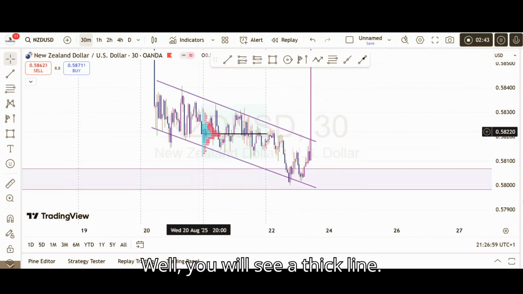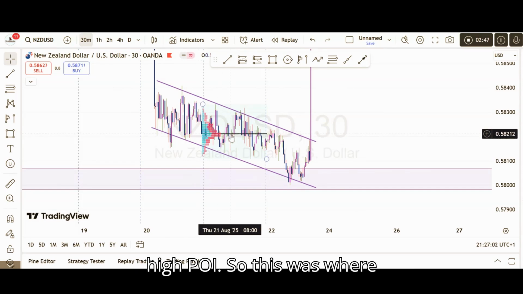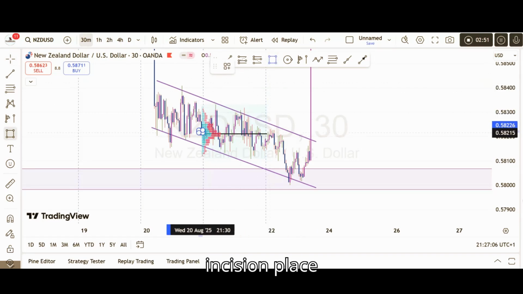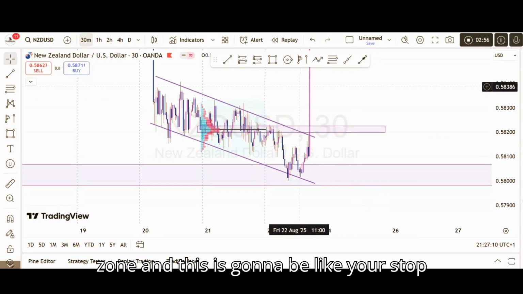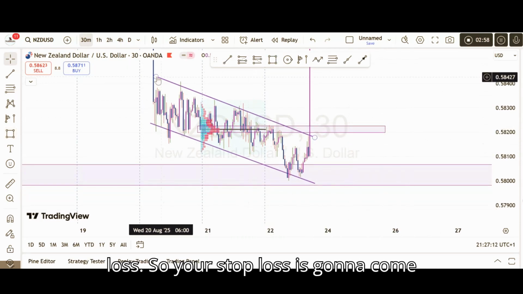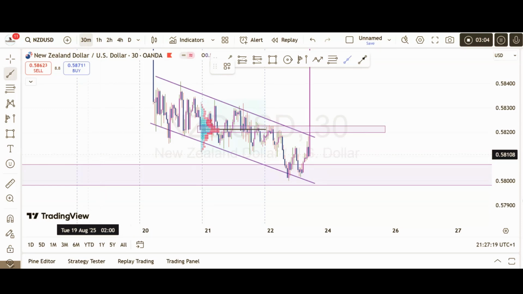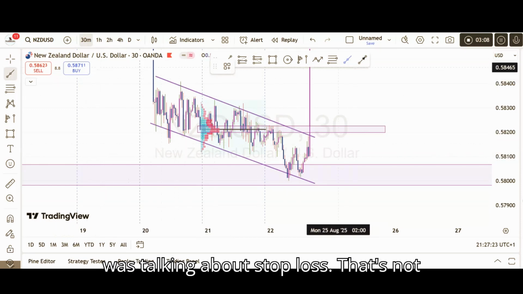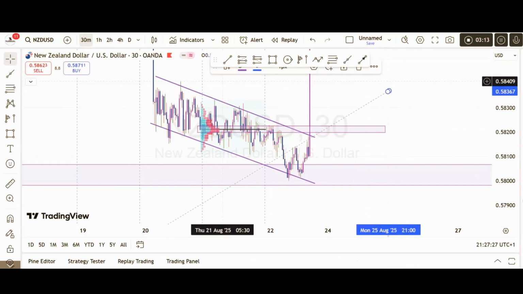You will see a thick line, and this thick line represents the high POI. This was where institutions placed big orders. You mark out that zone, and this is going to be your stop loss. Your stop loss is going to come over this area of concentration. Sorry, I was talking about stop loss, and that's not what I wanted to talk about.